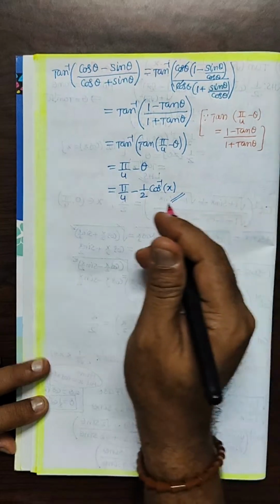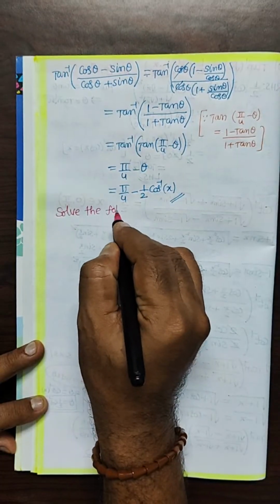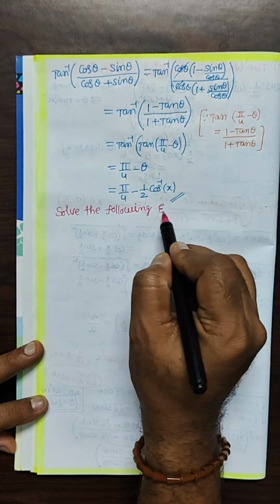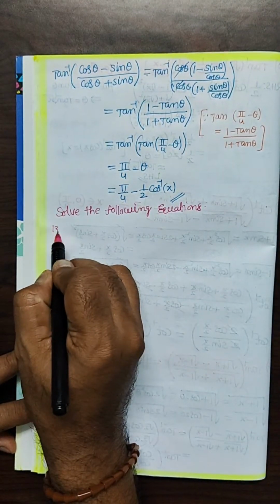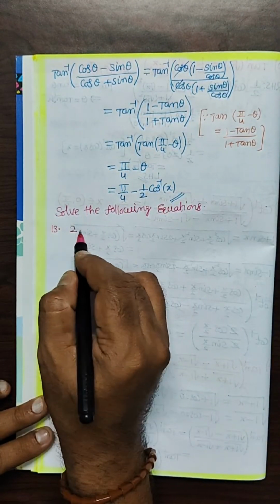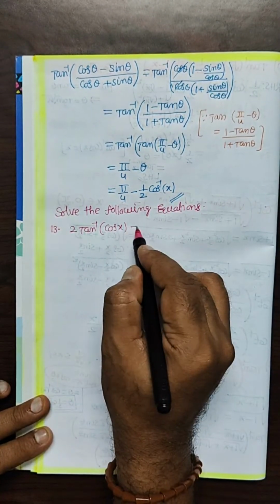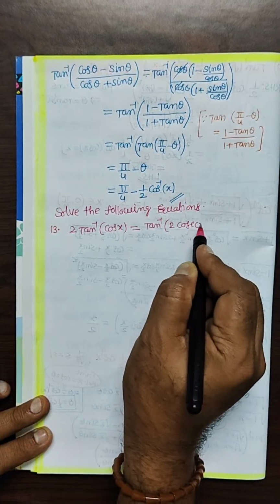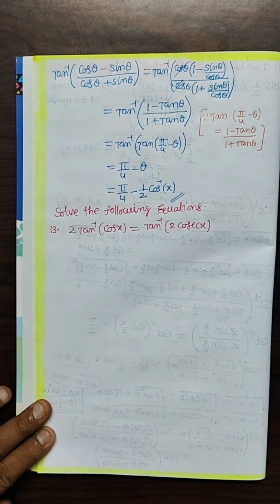Now question number 13. Solve the following equations. Question number 13. 2 tan inverse of cos x is equal to tan inverse of 2 into cosecant x. Then find x. That means solve the equation, which means you need to find the x value, dear friends.